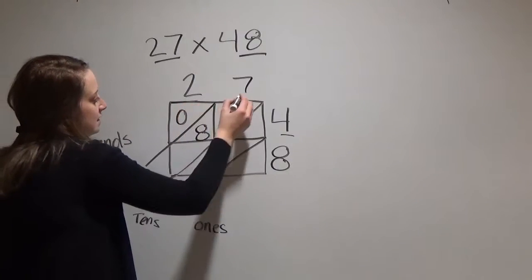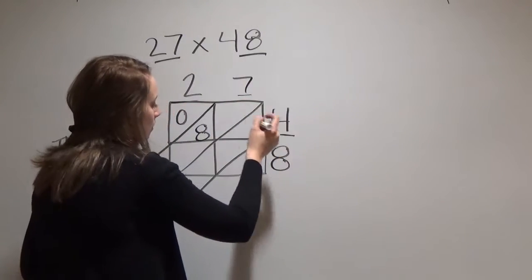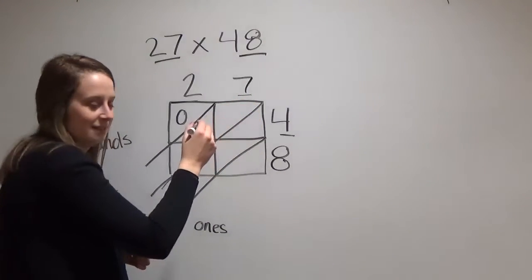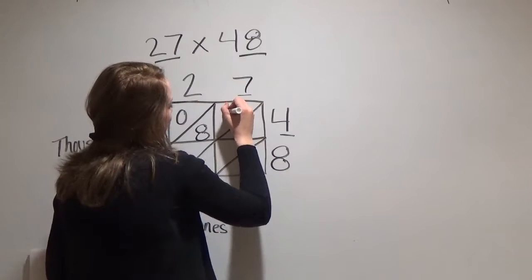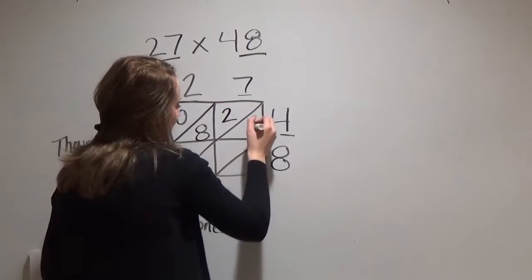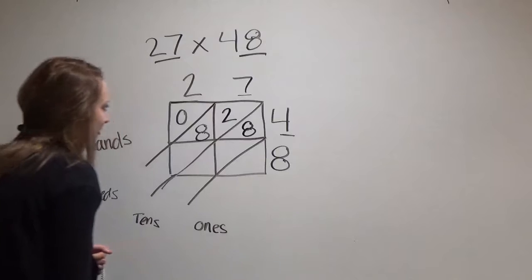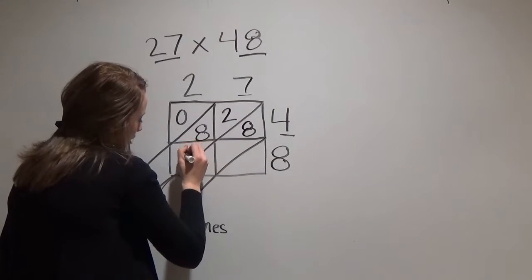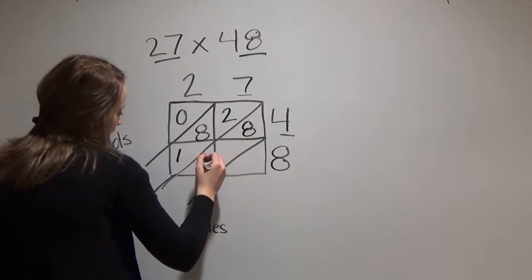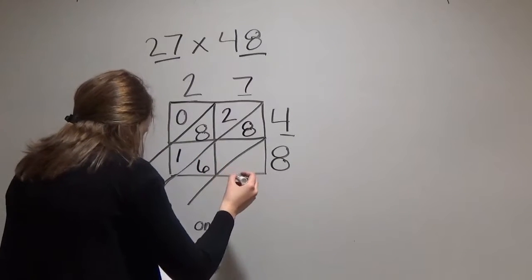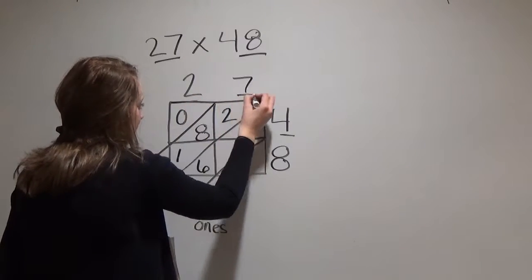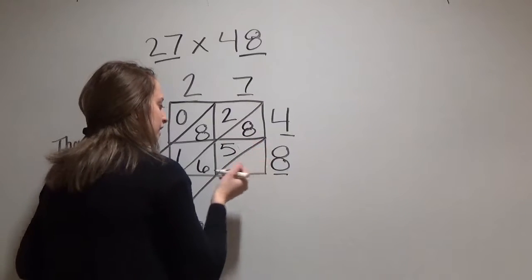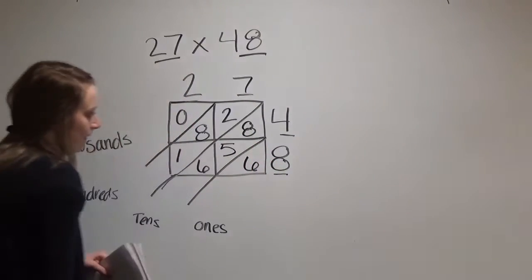Then we have 7 times 4, which is 28, so our 2 goes in our tens spot, and our 8 goes below. Then we have 2 times 8, which is 16, our 1 goes above, and our 6 goes below. And then we have our 7 times our 8, which is 56. Our 5 goes above, and our 6 goes below.